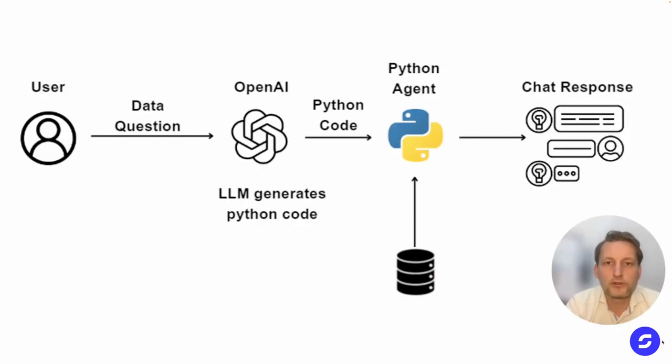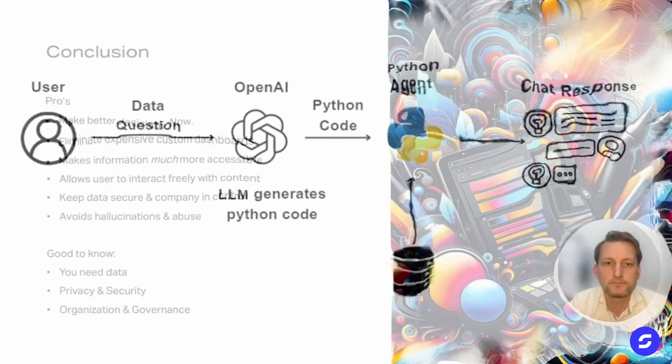The way this works under the hood is that LLMs are used to generate Python code, and then the reasoning engine uses Python to execute a command. Of course, there's a connection with the underlying data, and then the results are fed back to the LLM to generate an answer that's custom-made for your user question.